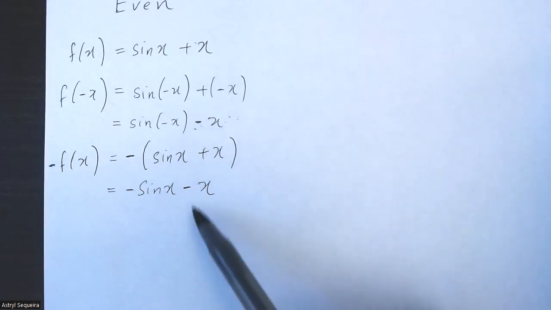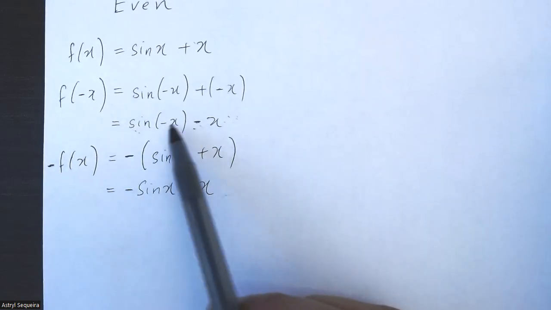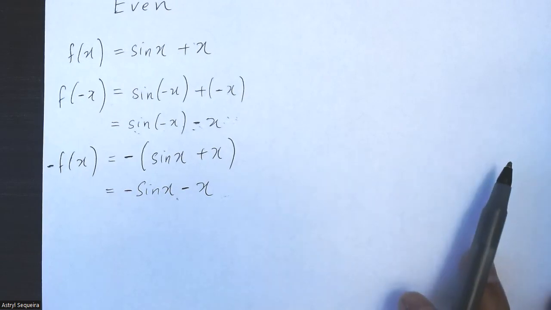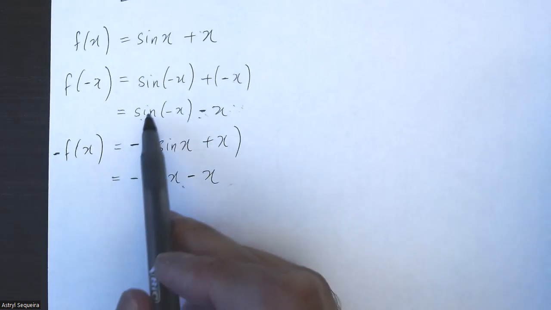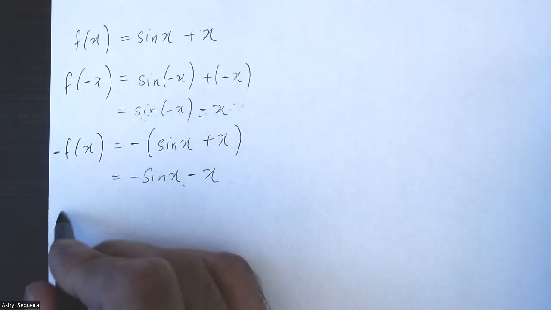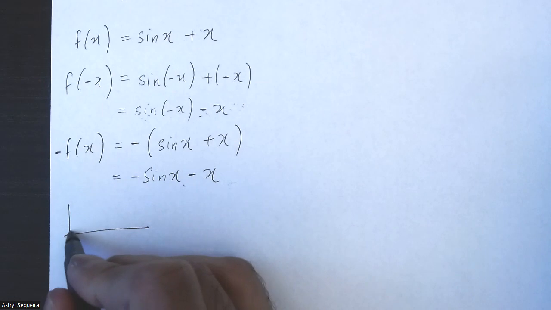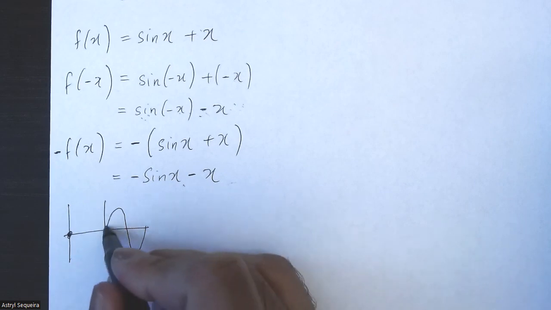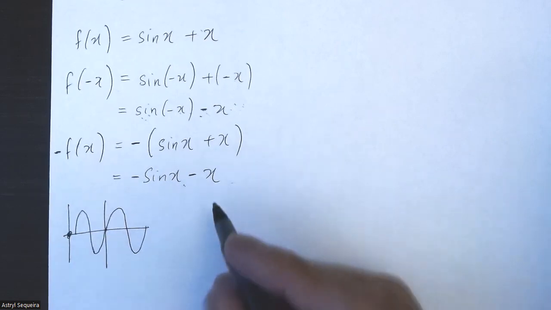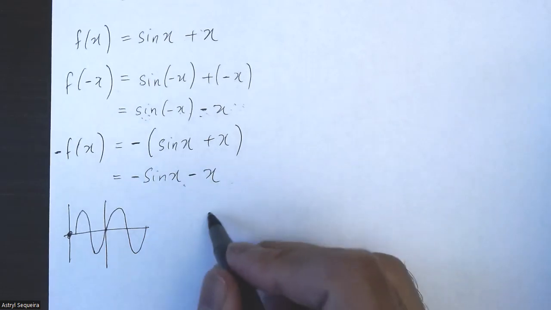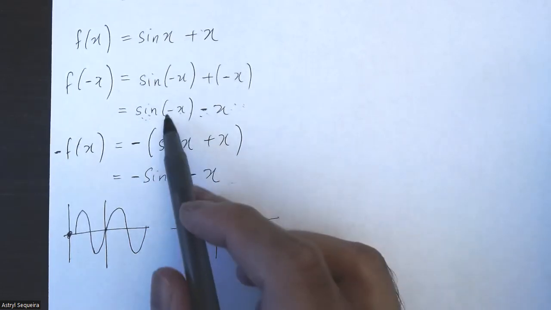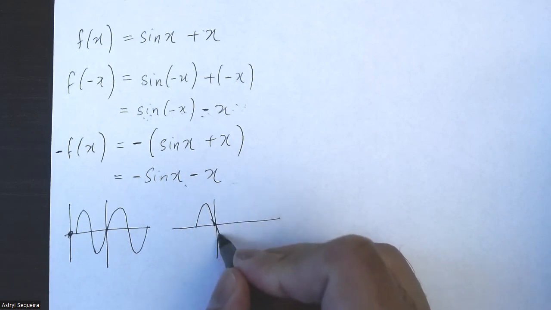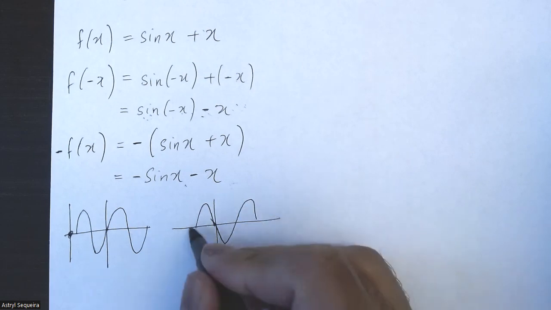Well, we know negative x are exactly the same, but is sine of negative x the same as negative sine of x? Well, you have to know your trig functions really well to answer this question, but what does sine of negative x look like? Well, let's just talk about sine of x. We know sine of x, oops, I'll just draw it like this actually. So sine of x looks like this. Let's talk about sine of negative x. Sine of negative x is a reflection in the y-axis. It's going to look like this.